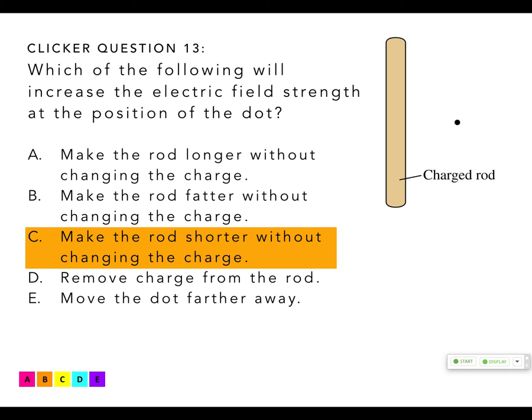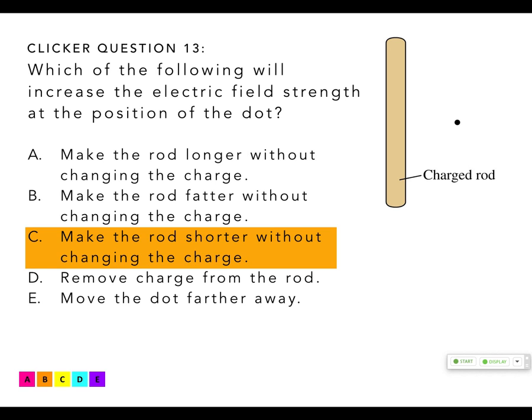What about making the rod fatter without changing the charge? Kind of the same thing, right? The density goes down. You're moving some charges a little bit closer, which will make that part of the field stronger, but you're also moving charges farther away. And remember, for each charge, it drops off like inverse squares, so those will stop contributing pretty much.